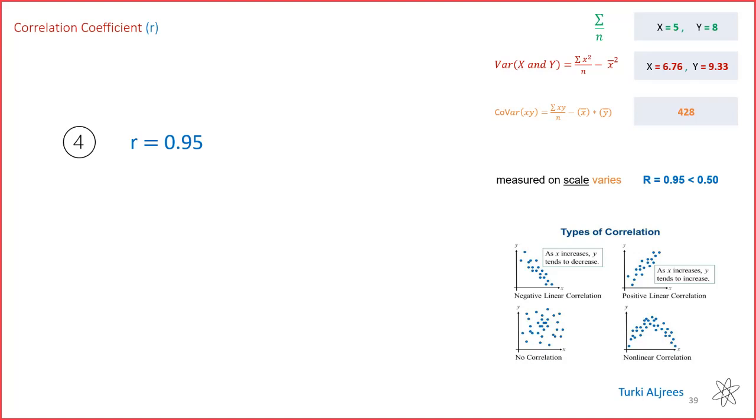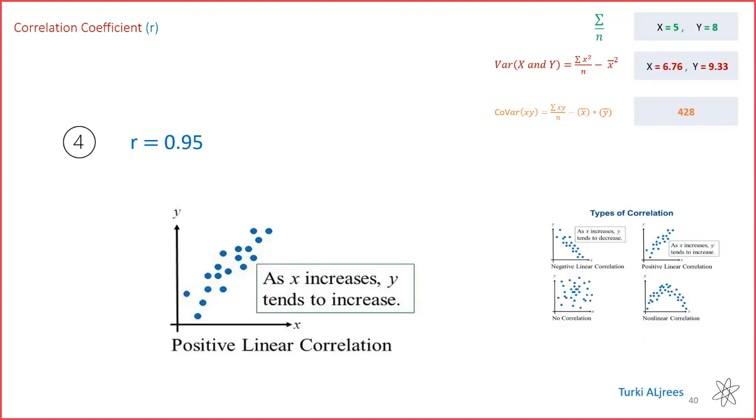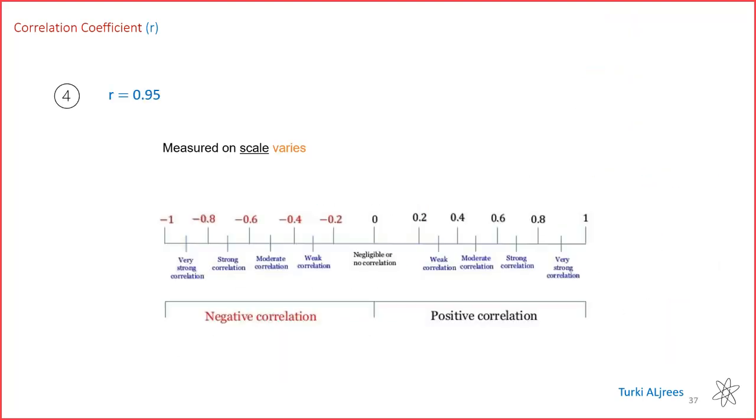Now, you might guess it. If we plot our data, we can see we have a positive linear correlation, because our value lies in the range of very strong correlation, between 0.8 and 1.